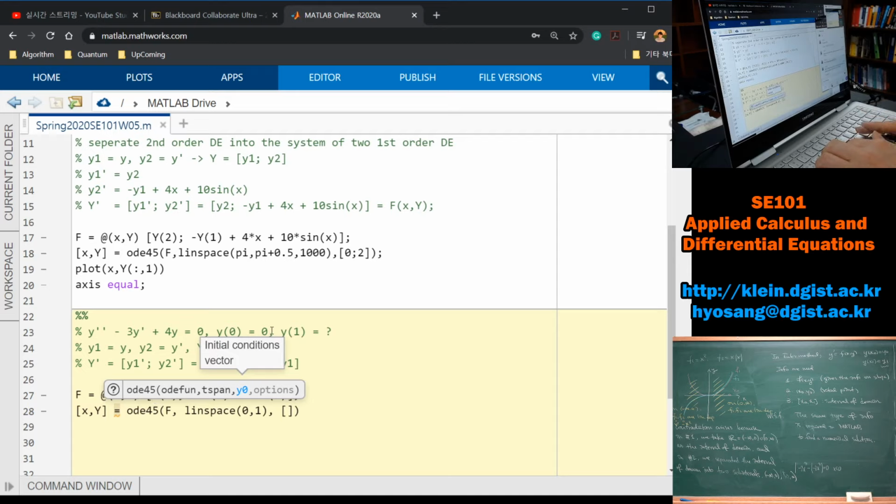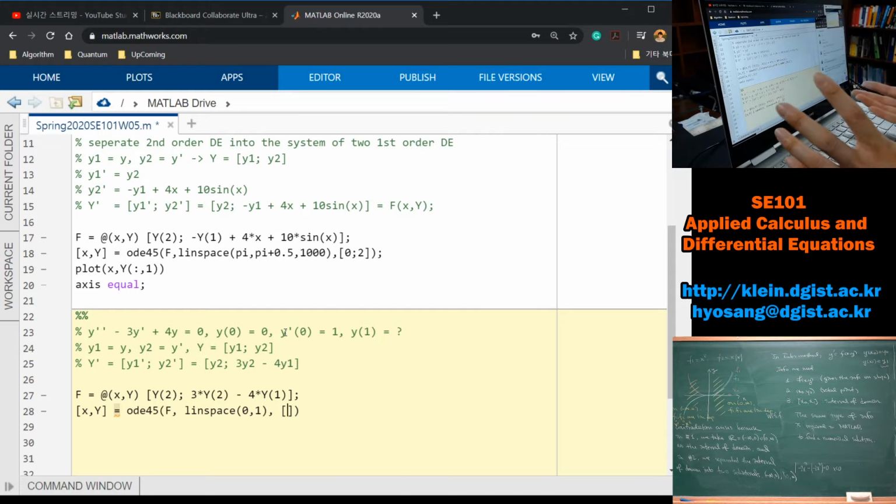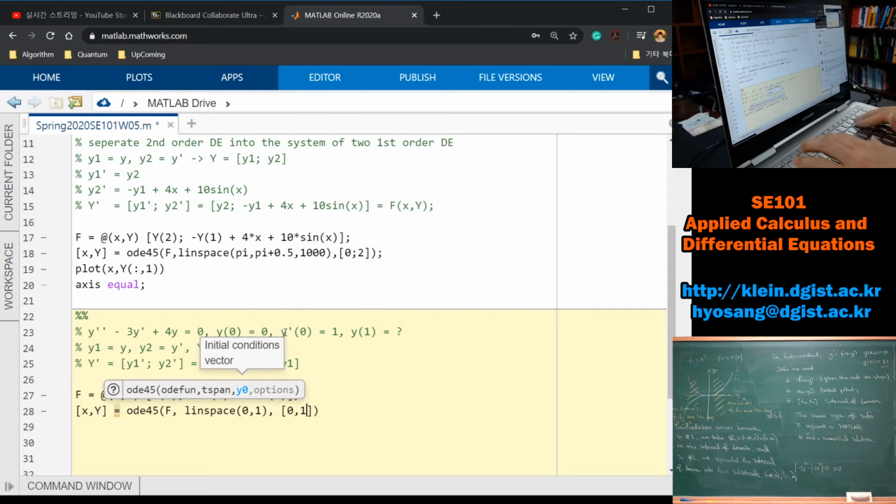So this is a second derivative, so we need another piece of info about y prime 0. Let's say y prime 0 equals 1. Then the initial value has two pieces of information: one is the value of y and the other is y prime. So 0, 1.